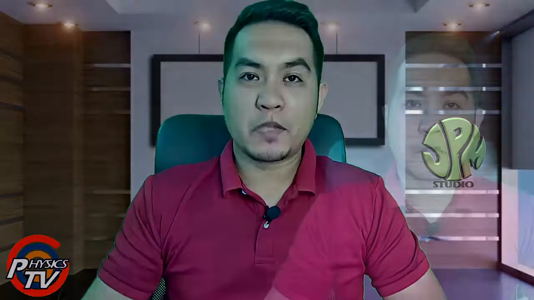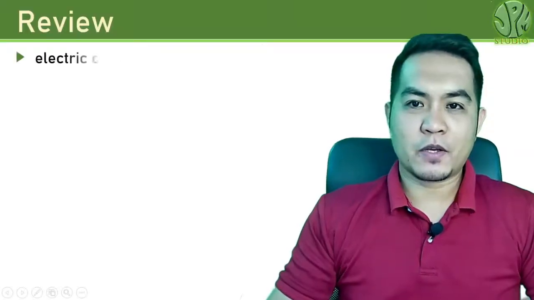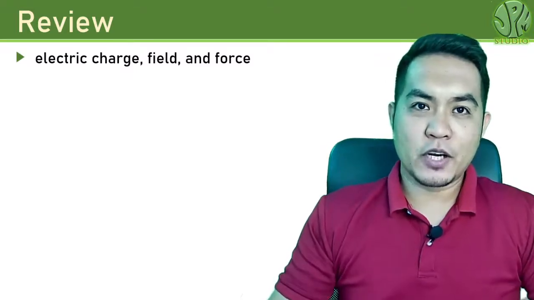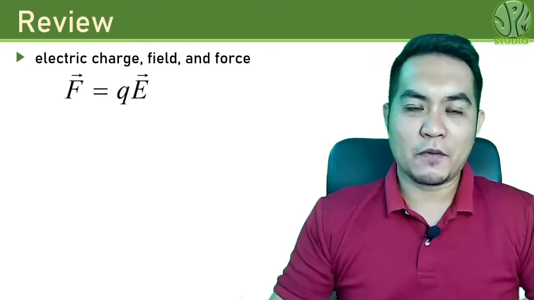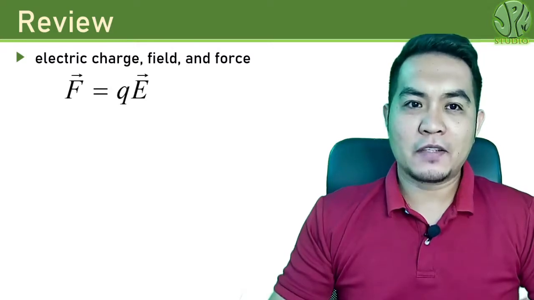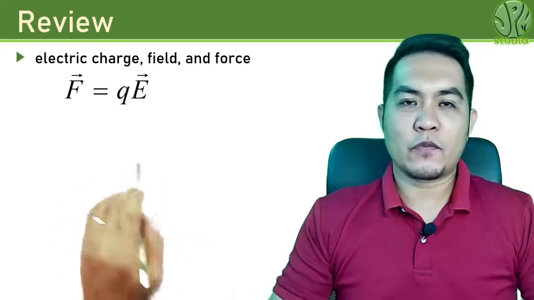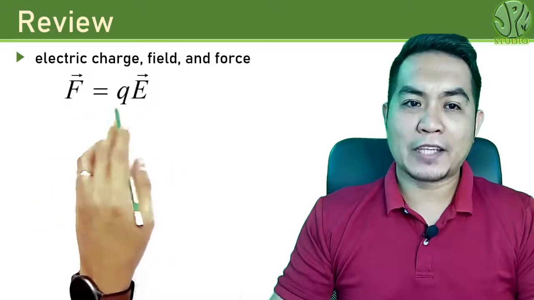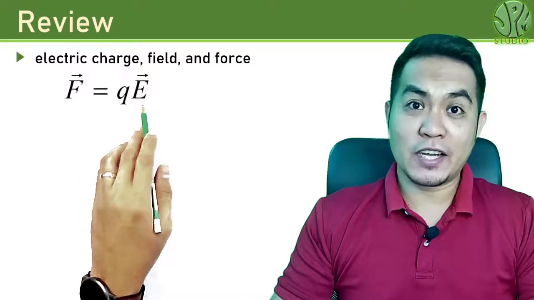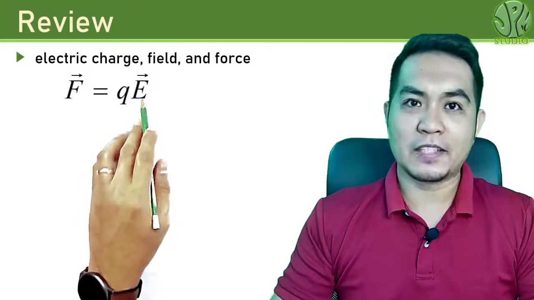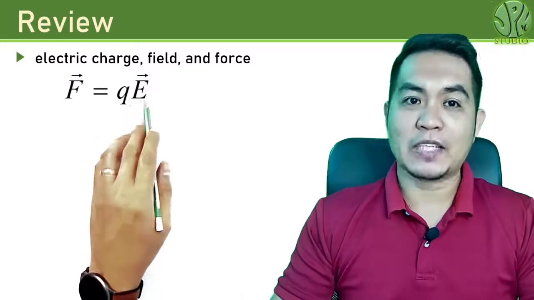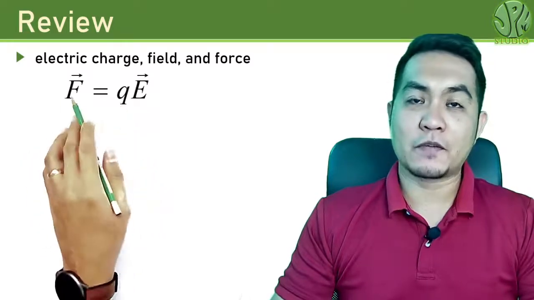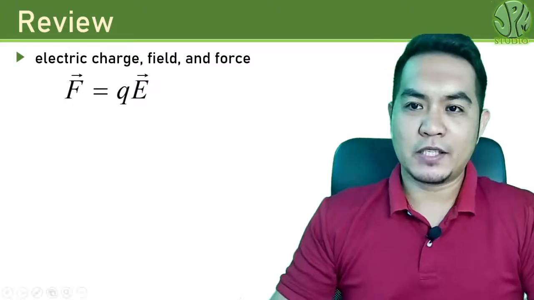Before we proceed with this lesson, let us first review some concepts. In the previous lesson, we discussed the relationship between the electric charge, electric field, and electric force, and they are all related by this equation. If you have a positive charge, the direction of the force acting on Q due to an external electric field is in the same direction as the field. Take note that this electric field is not the electric field of Q, but external. But if you have a negative charge, the direction of the force is in the opposite direction.